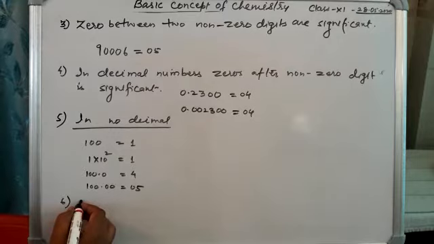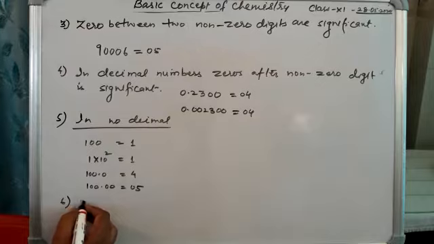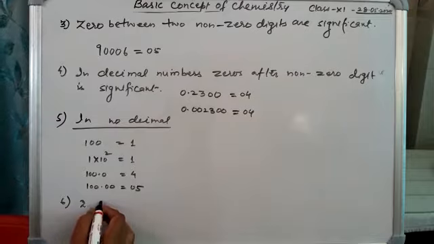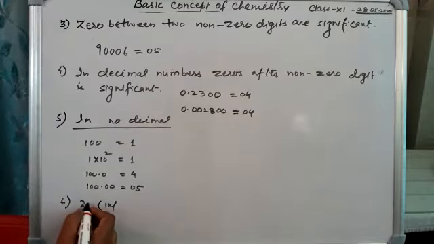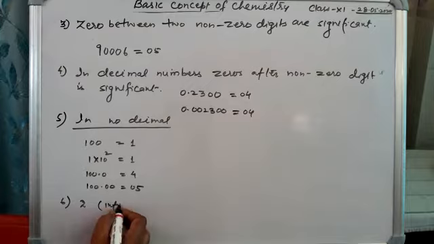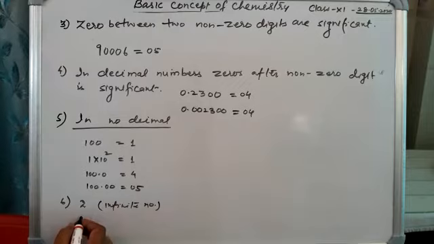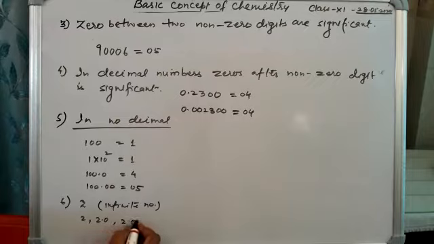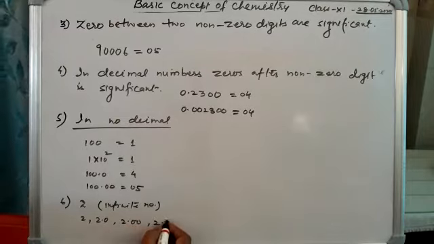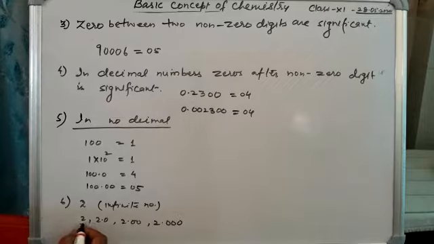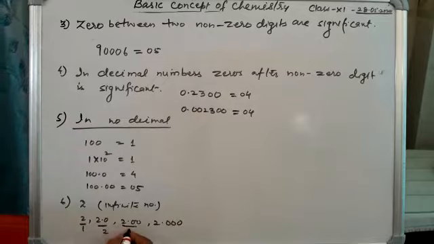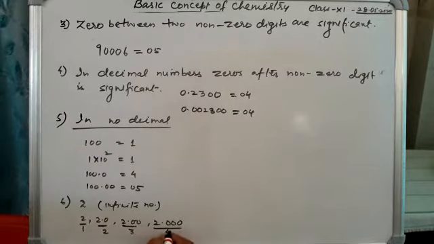Now next, if it is an infinite number, suppose here 2 is written, it may be 2, 3, 4, 5, 6, an infinite number. So the significant figures may be 2, 2.0, 2.00 or 2.000. So how many significant figures? Here 1, here 2, here 3 and here 4.